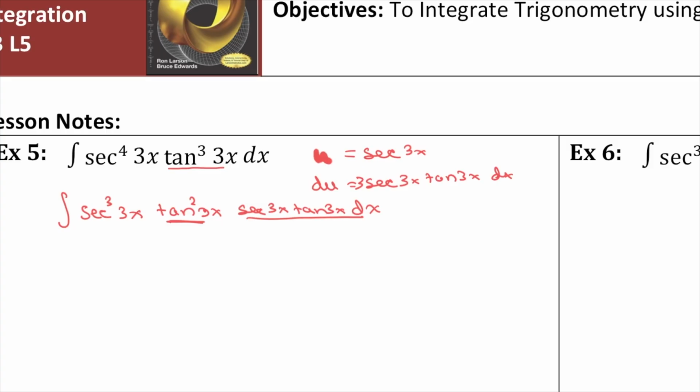Oh, what a bummer. Fortunately for you, you know an identity for tangent squared. So we're going to rewrite our problem: secant cubed 3x multiplied by secant squared x minus 1, and then we still have our secant 3x tangent 3x dx.